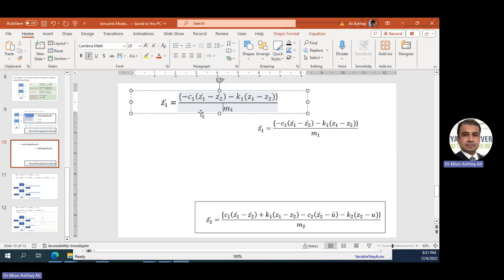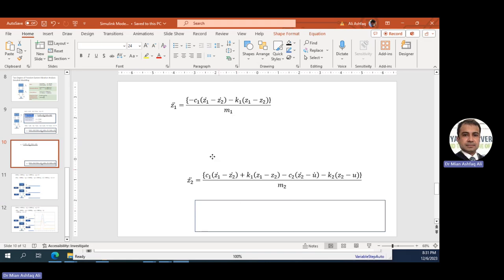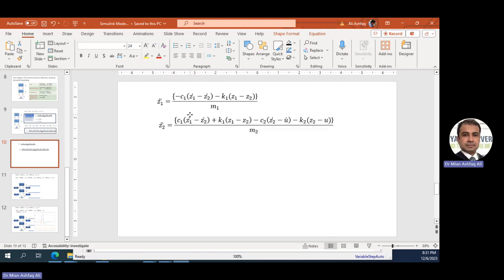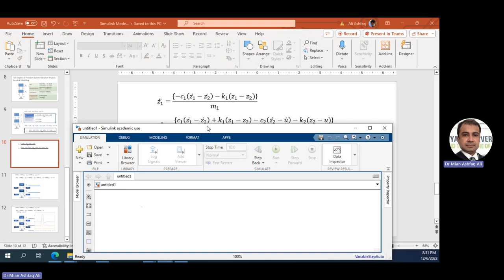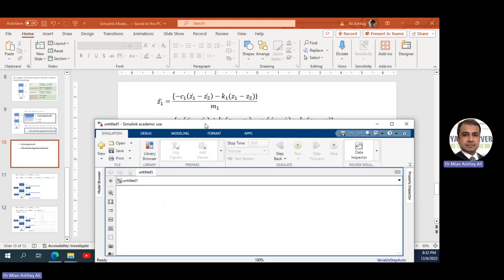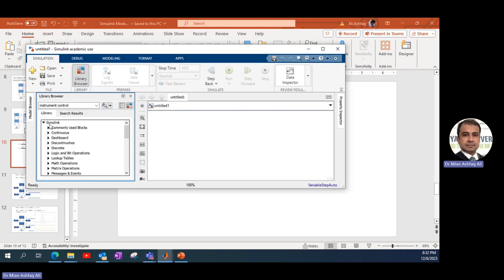So let me place them so that I can refer to those two equations easily and will take help from those two equations. So let me go back to my blank model. In order to model this equation, we need to take some common blocks from the Simulink library.